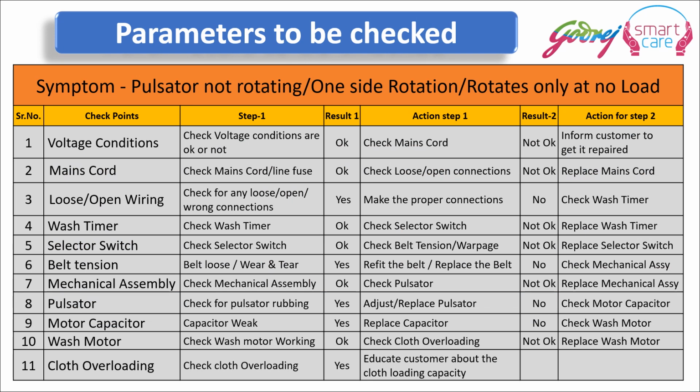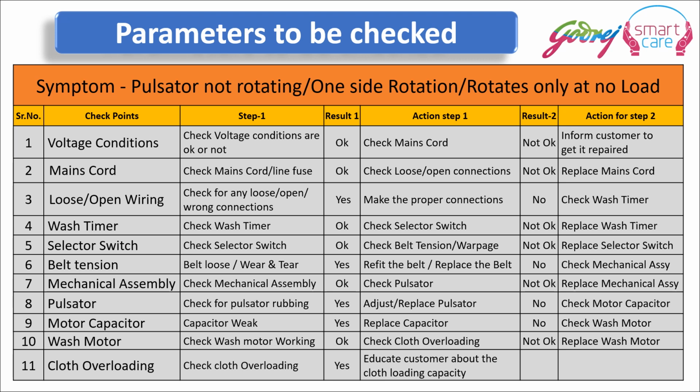Some of the parameters to be checked: in case of voltage condition, we have to ensure that the voltage conditions are proper. I have to check the main cord and inform the customer to get it repaired. Then we check the main cord and the line fuse. In case there is a problem, we have to replace the main cord. Then we check for loose or open wiring. In case of any loose, open or wrong connections, we have to make a proper connection.